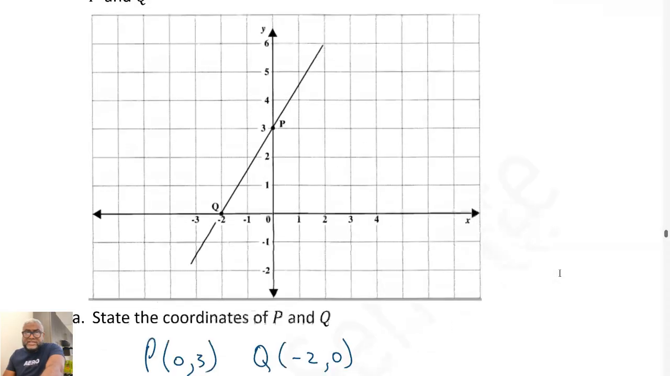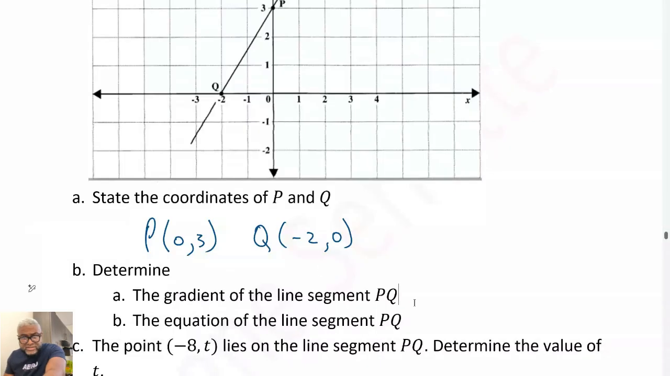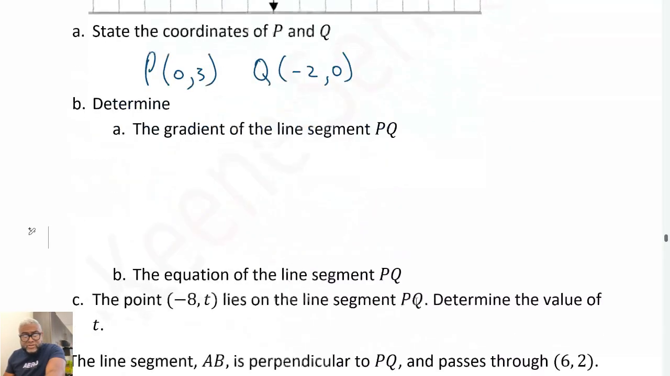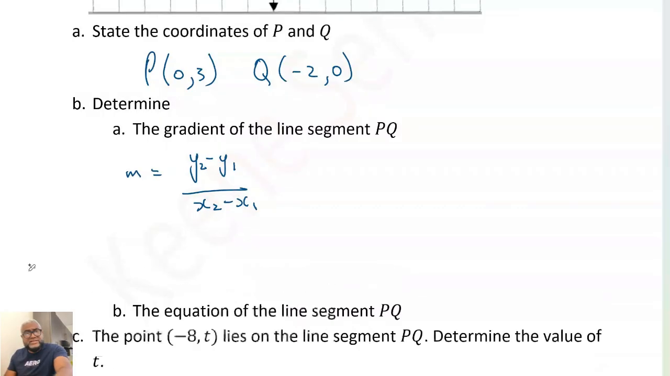Right. So the diagram below represents the graph which passes through the points P and Q. We determine that the coordinates of P will be 0, 3. Coordinates of Q will be negative 2, 0. So let me go, gradient. What's the formula for gradient of a line, my children? y2 minus y1 over x2 minus x1. All right, so this is m. So what's y2? Belt it out.